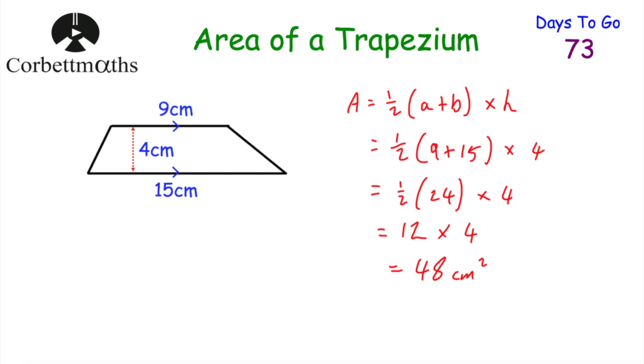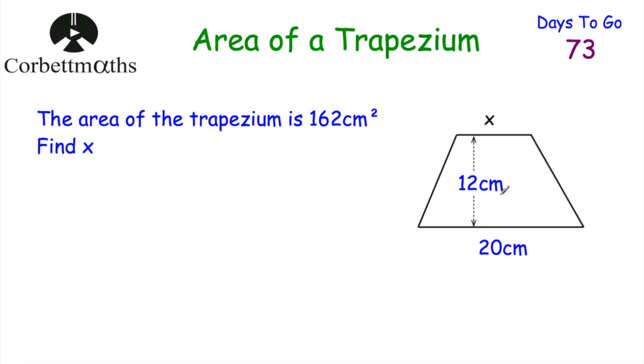Let's have a look at our next question. This time we've been given a trapezium, and we're told the area of this trapezium is 162 centimetres squared, and we've been asked to find x, the length of one of the parallel sides.